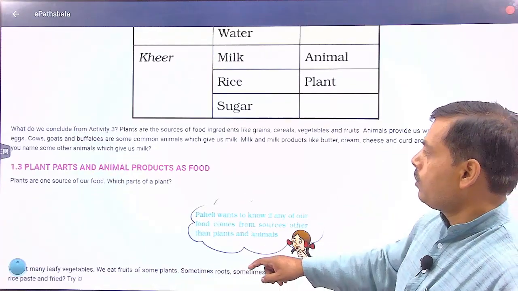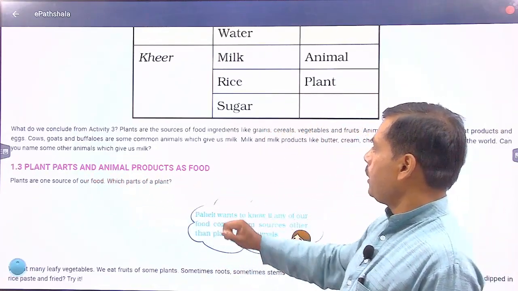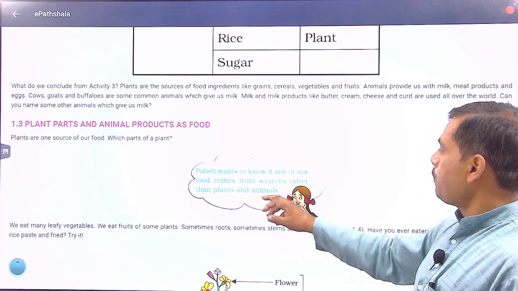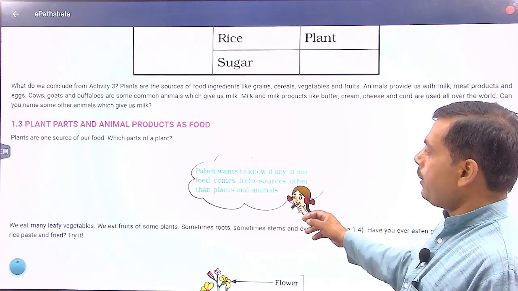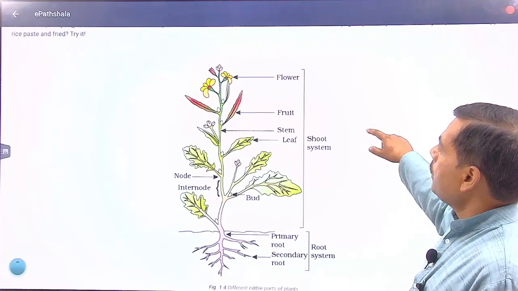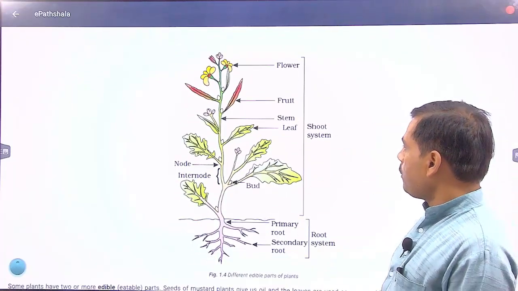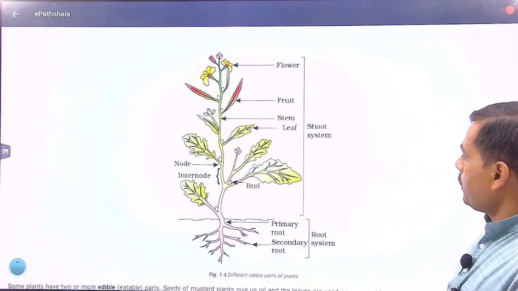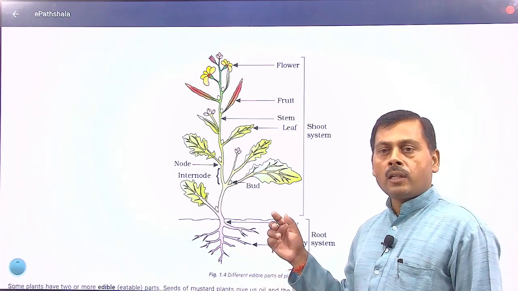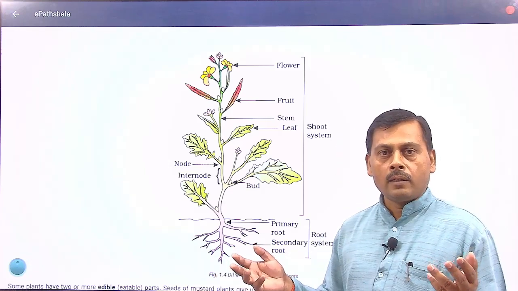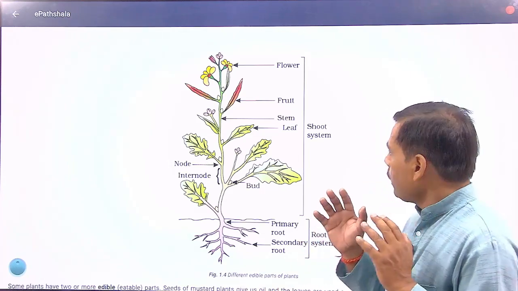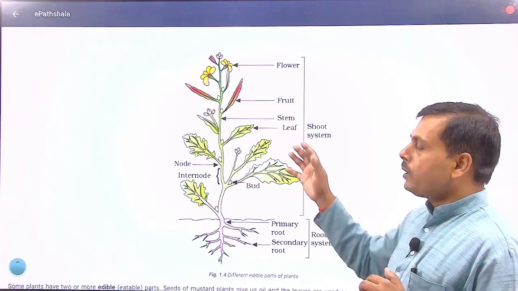Here is the third point, 1.3, plant parts and animal products as food. In this, Paheli wants to know if any of our food comes from sources other than plants and animals. Then take a diagram of a mustard plant. The mustard plant has two systems. Here we are studying the various parts of the mustard plant.